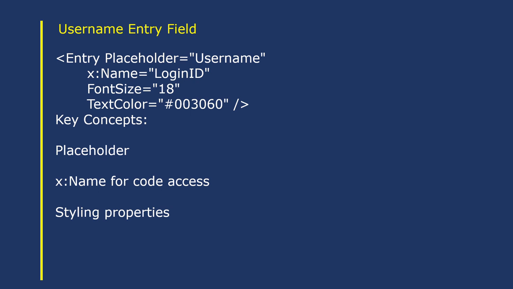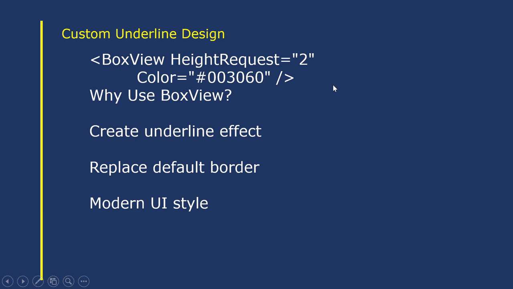This entry control collects the username. The x:Name attribute allows us to access this field inside the code-behind file. Instead of using default borders, we use a box view to create a clean underline design. This gives a modern and minimal look.